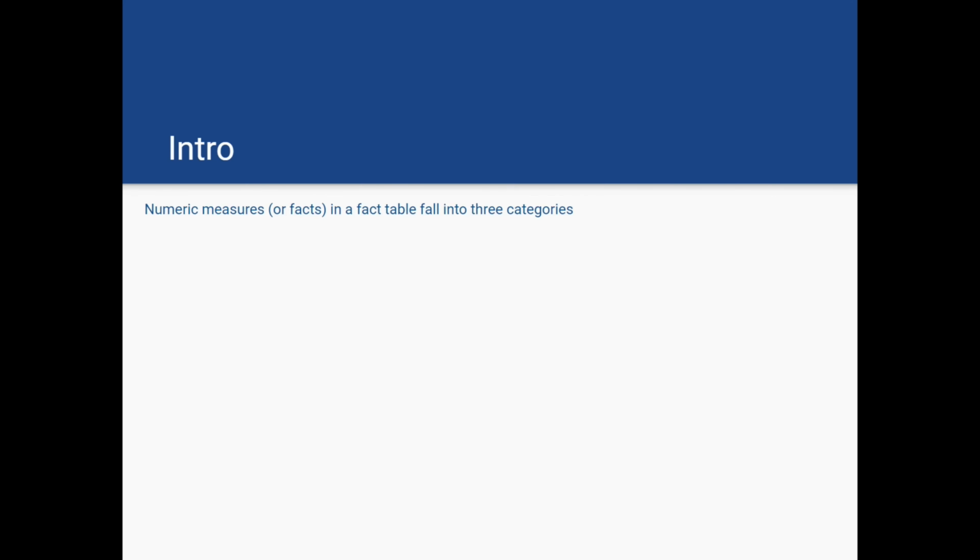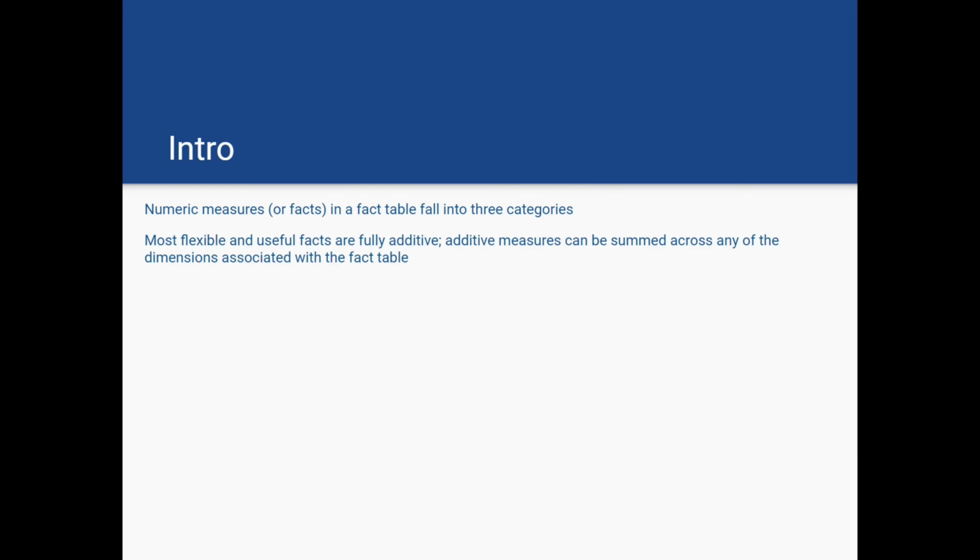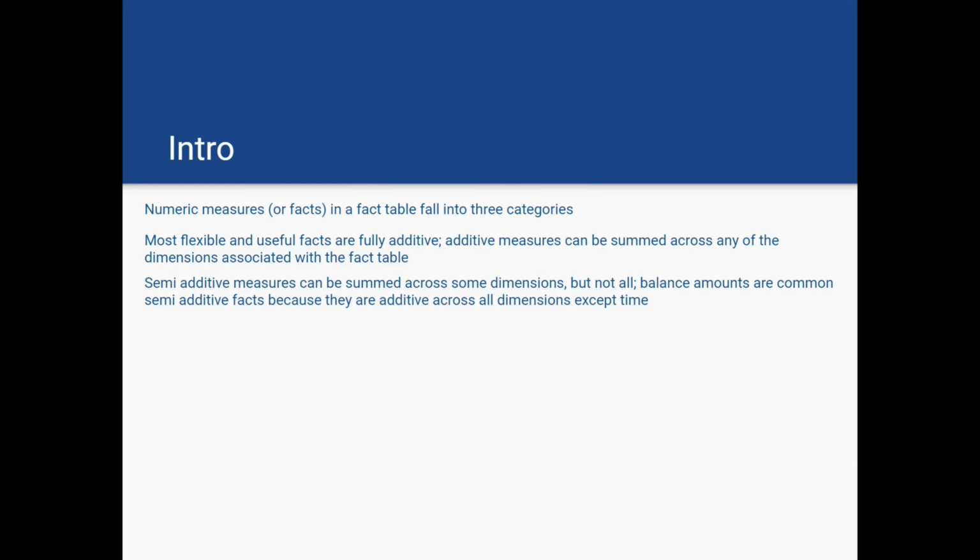Introduction. Numeric measures or facts in a fact table fall into three categories. The most flexible and useful facts are fully additive. Additive measures can be summed up across any of the dimensions associated with the fact table. Semi-additive measures can be summed up across some dimensions but not all. Balance amounts are common semi-additive facts because they are additive across all dimensions except time. Some measures are completely non-additive, such as ratios, temperatures, unit price, etc.